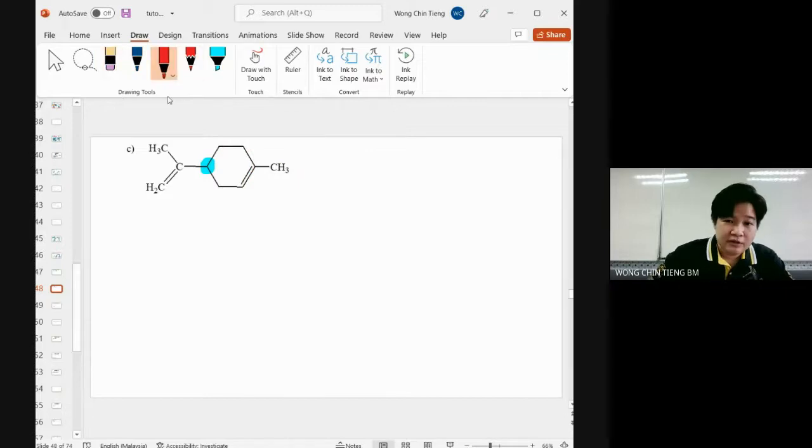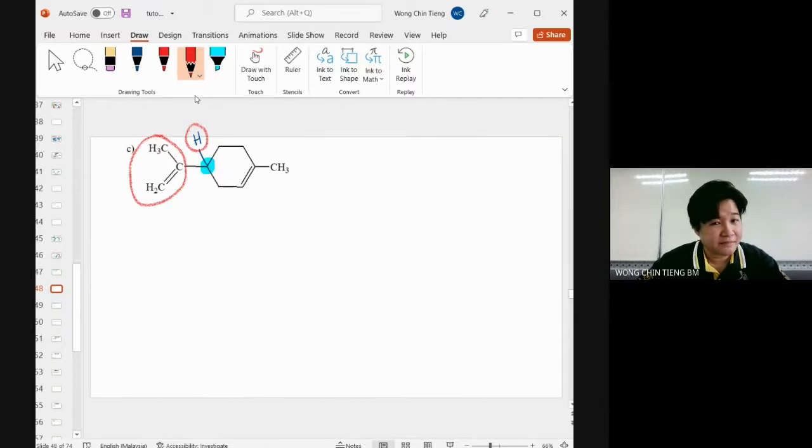So, I have one group over here, obviously. Another group is actually your hydrogen. Don't forget your hydrogen. Agree? Kenapa ada satu hydrogen? Dia baru ada 3 bond. Dia ada 3 bond sahaja.